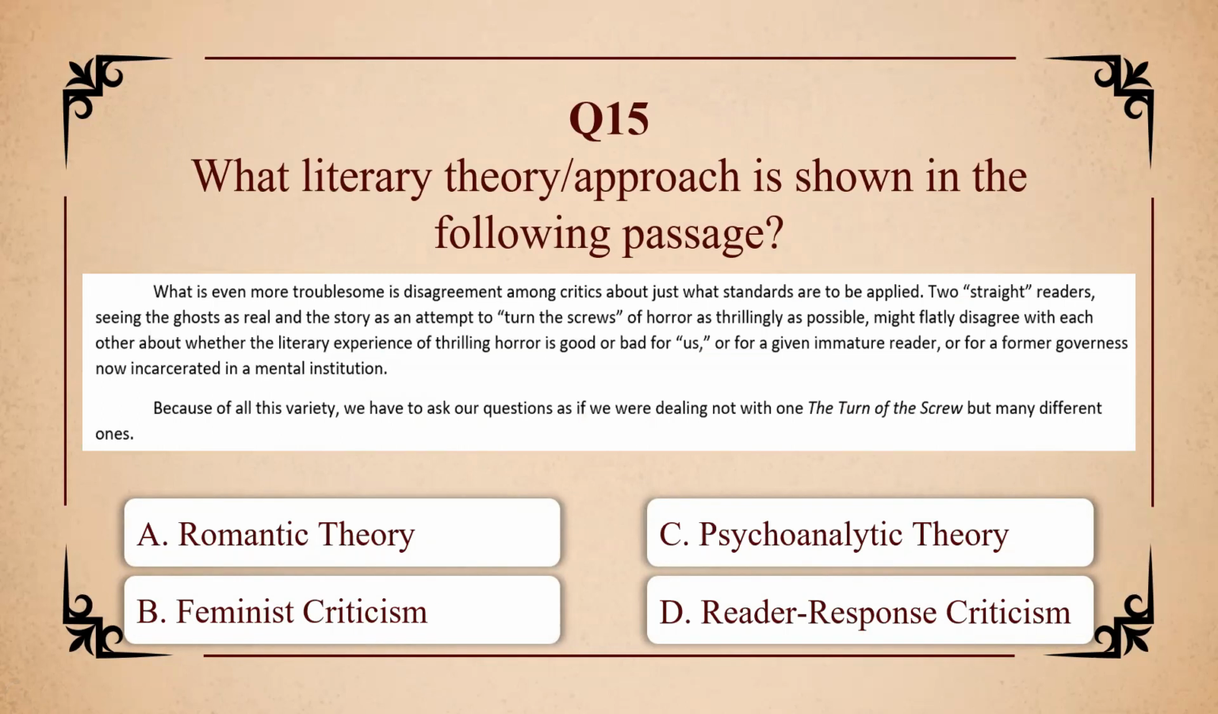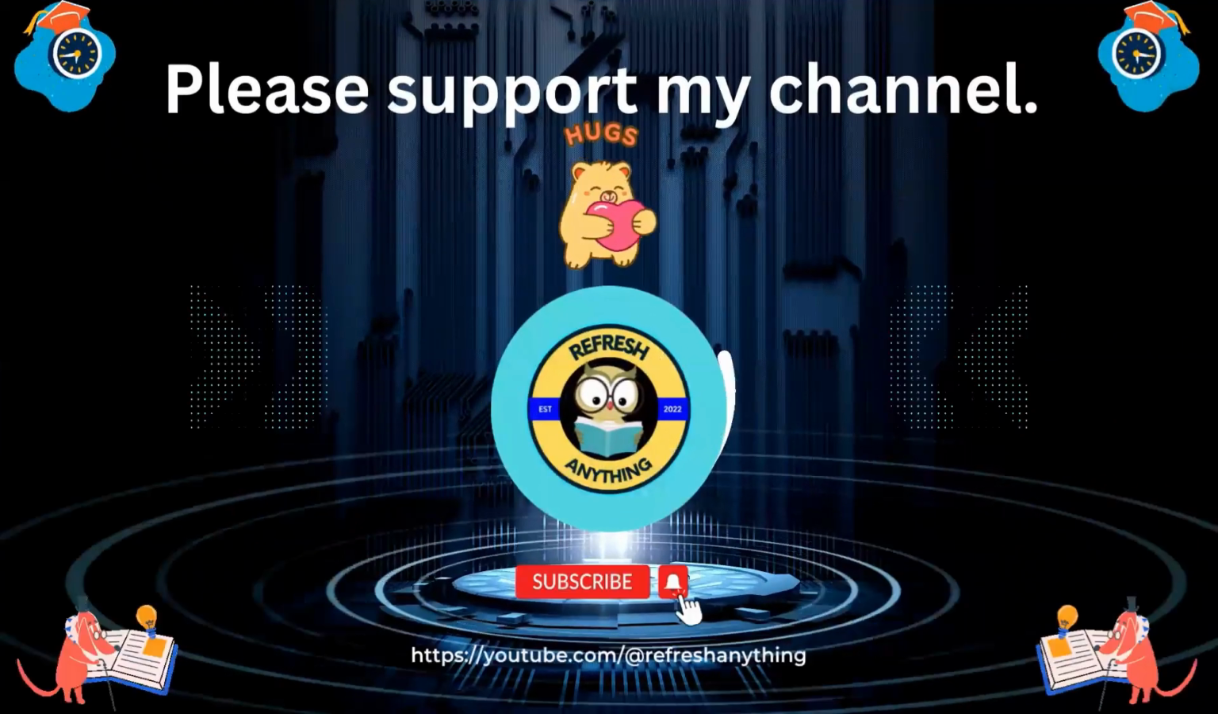So here's our last item. What literary theory or approach is shown in the following passage? A. Romantic theory. B. Feminist criticism. C. Psychoanalytic theory. Or D. Reader response criticism. Great. The answer is letter D. Reader response criticism.